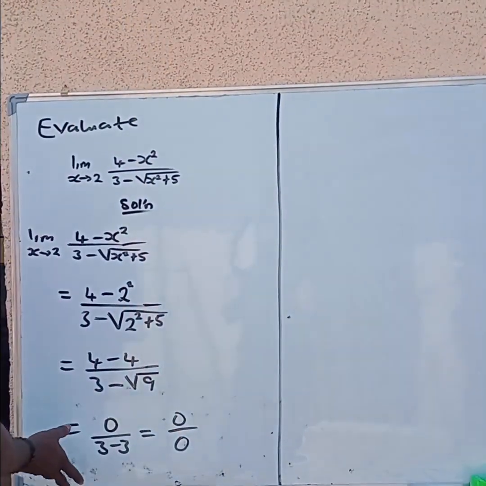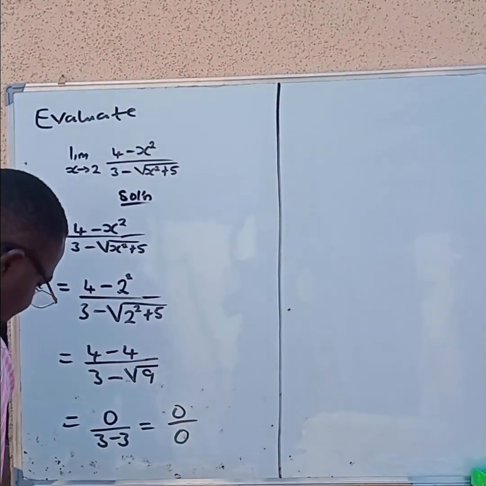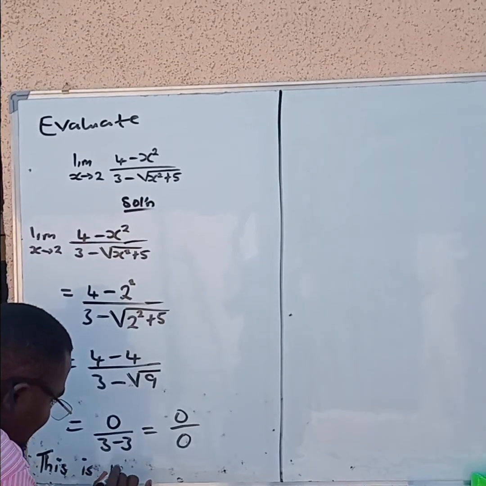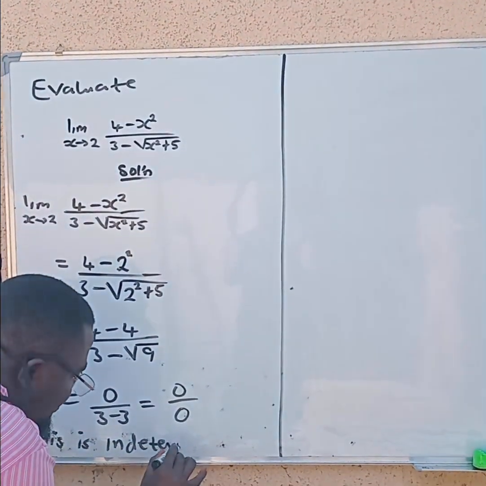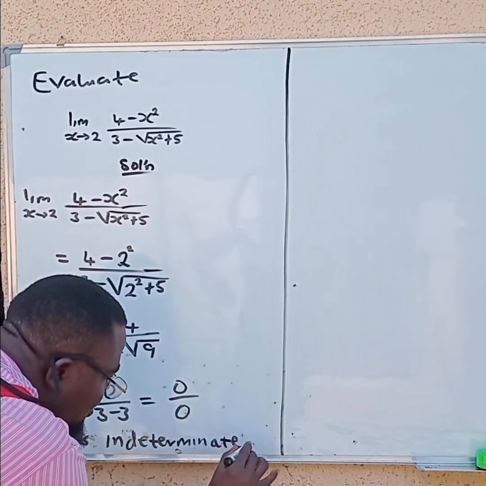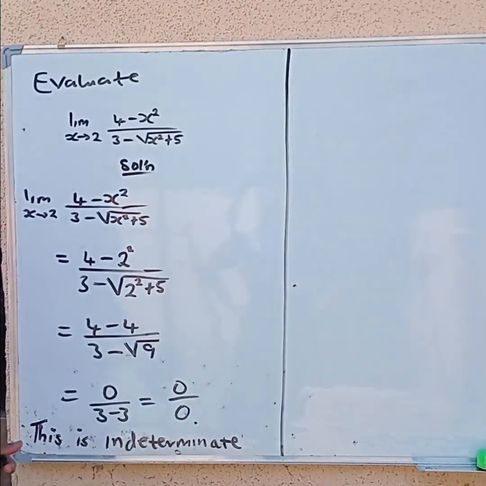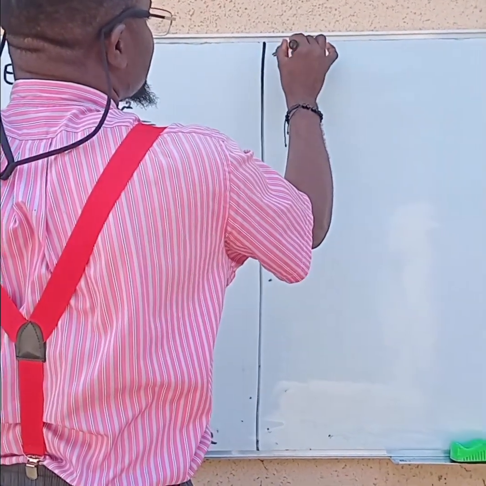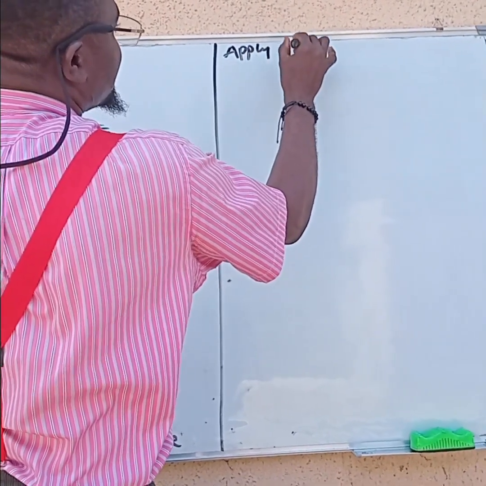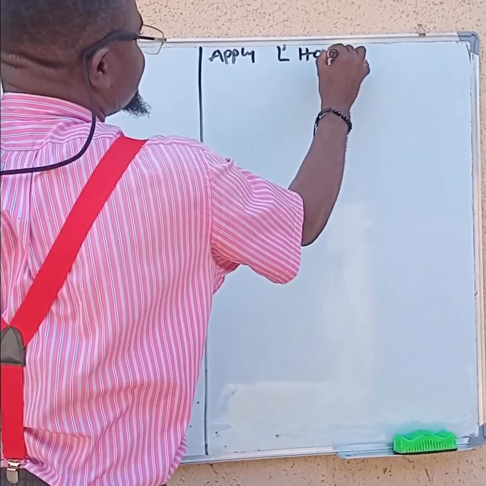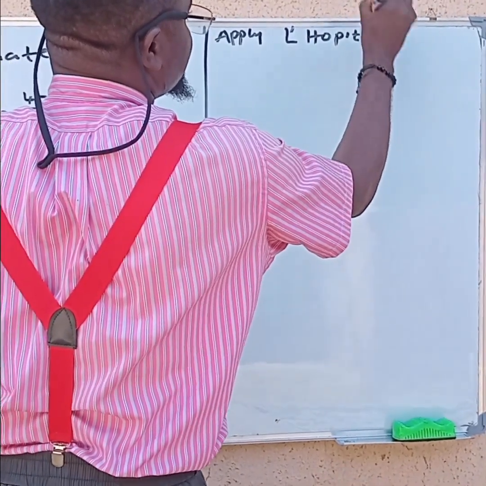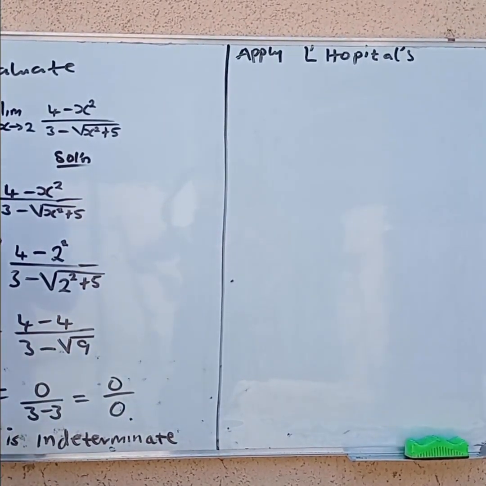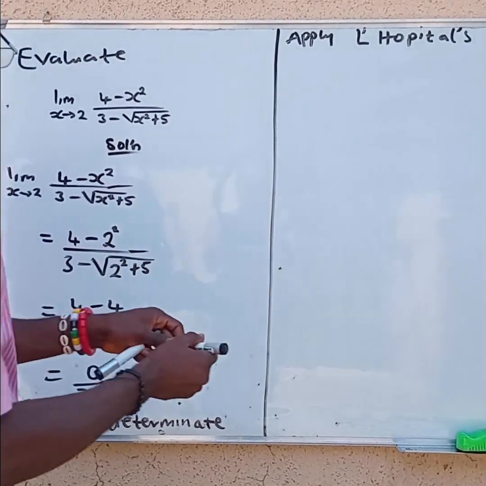Now, having seen it like this, we said this is what? Indeterminate. So if it's indeterminate, we apply what we call L'Hopital's. So when you apply L'Hopital's, it simply means that we are going to take this limit in this way.